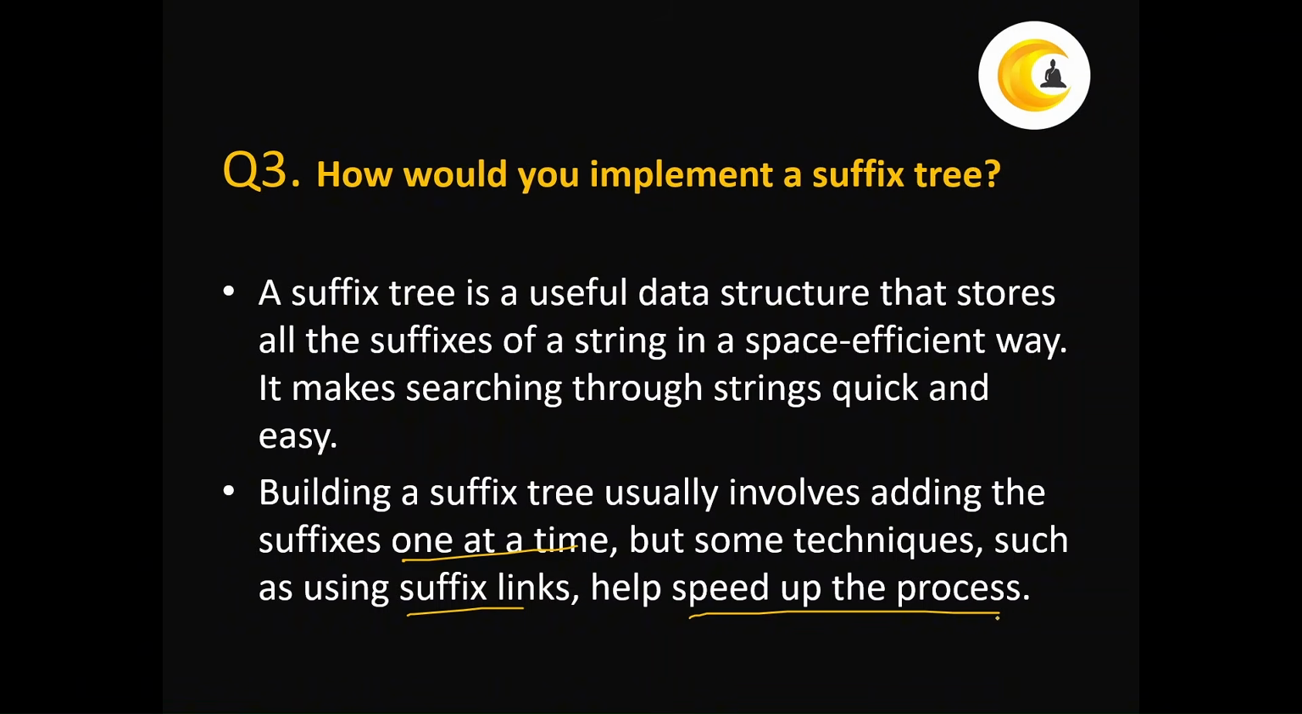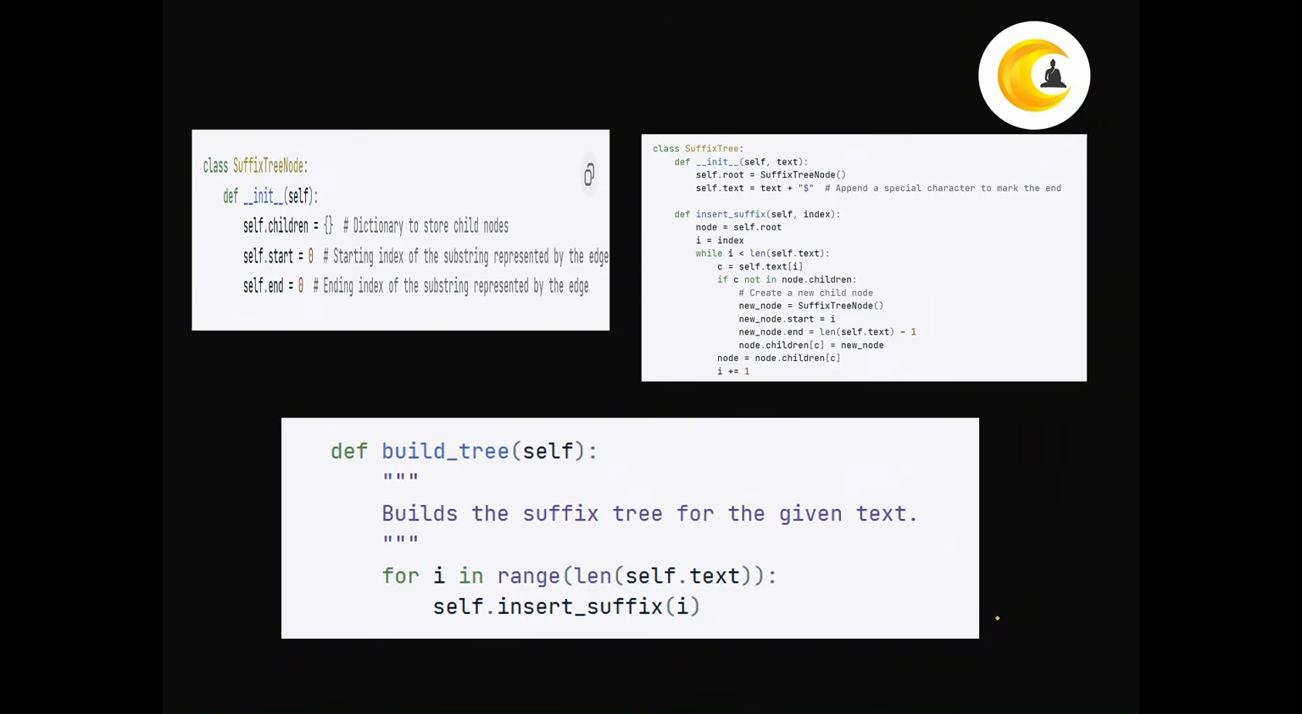And it makes it easier to search through quick strings. Then you basically build it by adding suffixes one at a time. Some techniques such as suffix links are used to help speed up the entire process. So this is the basic implementation of a suffix tree. No one will ask you to implement a suffix tree, but you should know how it actually works. This is a study example of a suffix tree, so if you want, you can take a screenshot of this and practice it or just understand the code.